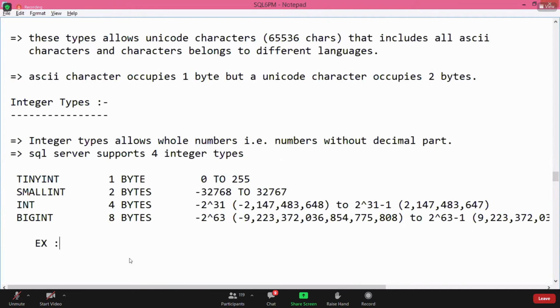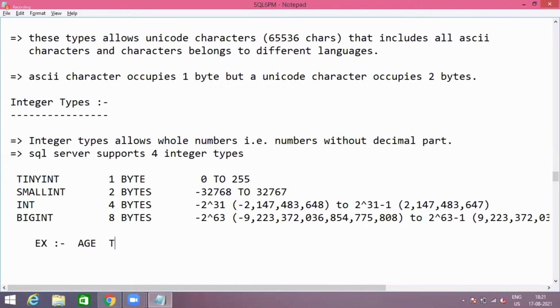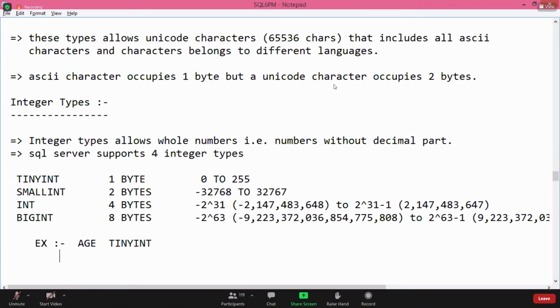For example, in a database, I want to store the age of a person. Which data type do you recommend for age? Age cannot be more than 255. Then better to use what? Int.